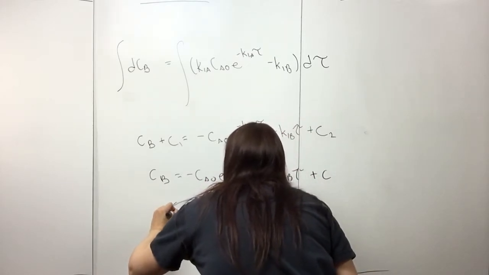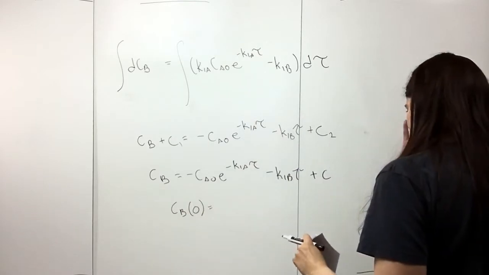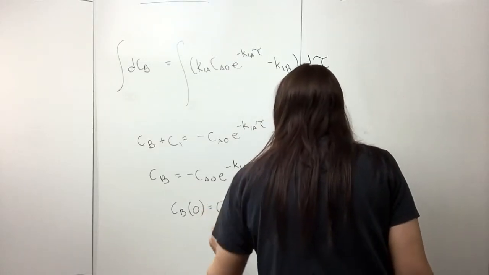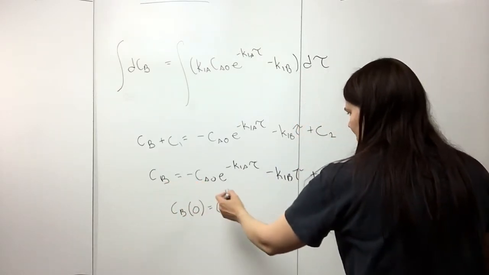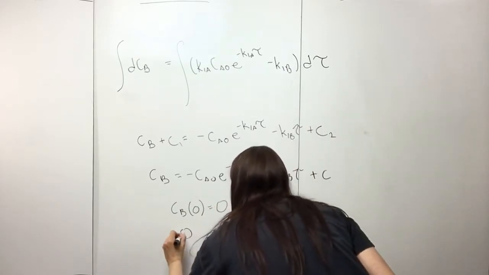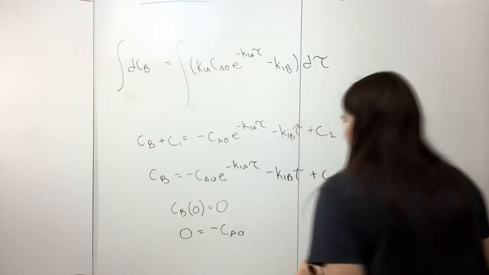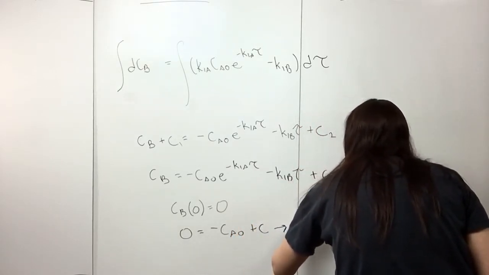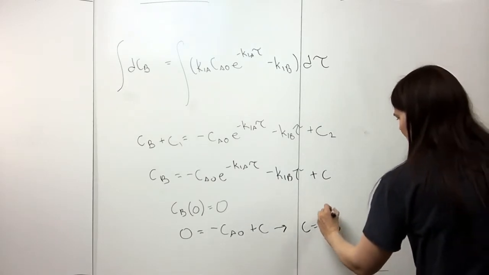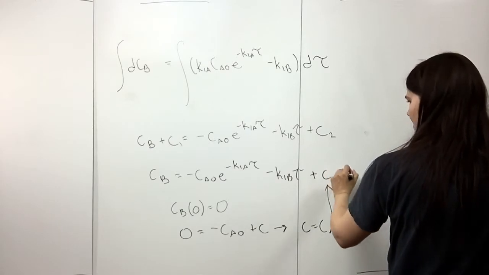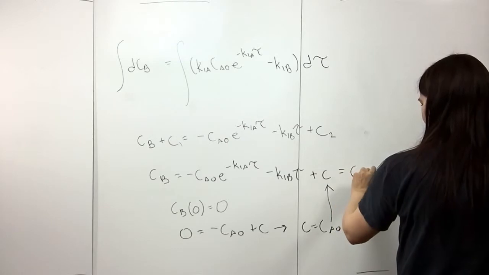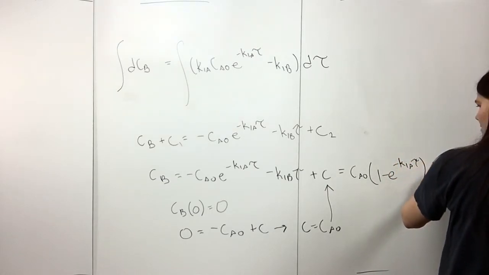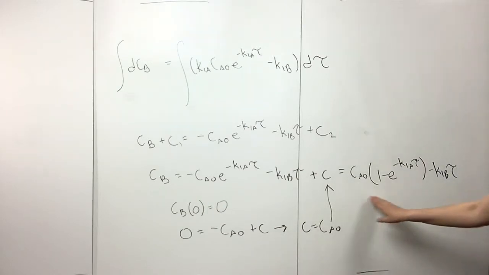So then you can say CB at 0 is equal to 0. So then you can solve this, so you can plug in 0 for tau and set that equal to 0. So you get 0 is equal to minus CA naught multiplied by 1 minus 0 plus C. So then C is equal to CA naught. So then you can plug that in, and if you do that, you get CA naught (1 minus e to the minus K1A tau minus K1B tau), which is the same thing we got before.